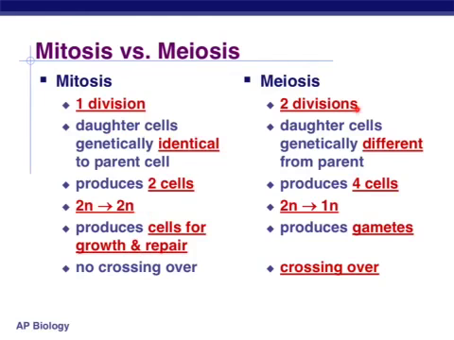In meiosis, it's 2 separate divisions. We still make daughter cells, but they are genetically different from the parent, and they produce 4 cells total. We halve our diploid number, so we go from 2n to n, and we produce gametes or sex cells. Crossing over does take place. This is used for the making of a new life, sexual reproduction.